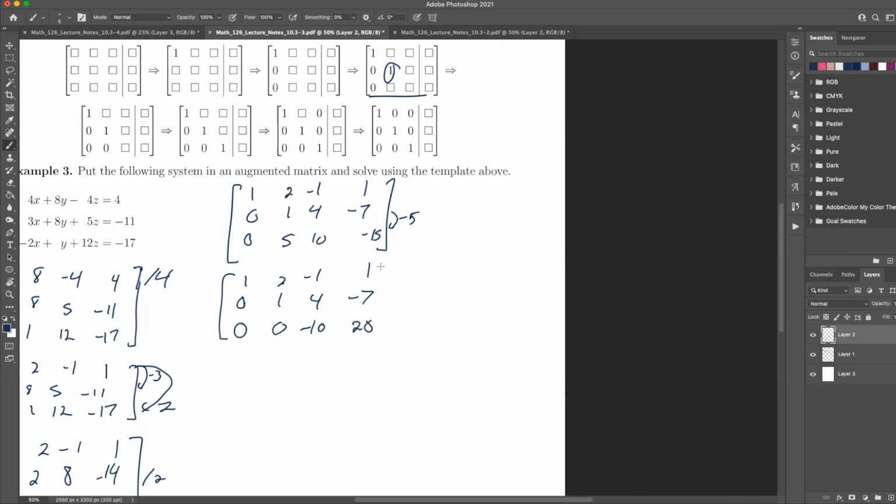All right, so I achieved this goal, right? Now I have a 0 here. Next goal, make this a 1. Well, here we'll divide by -10. So I have 1, 2, -1, 1, 0, 1, 4, minus 7, 0, 0, 1, -2. All right, so I have achieved this goal. My next goal, this one. So just follow this pattern, right?